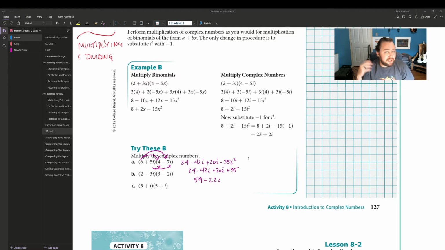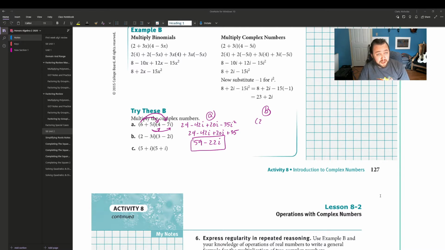So we're treating these just like any other binomial. It does take a little bit of space. That's all right. Let's go ahead and do B. I'll go ahead and do it off to the side. So this was A. We'll do B over here. And B says 2 minus 3i times 3 minus 2i. So we're going to do the same kind of distribution.